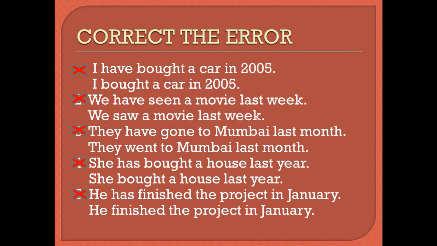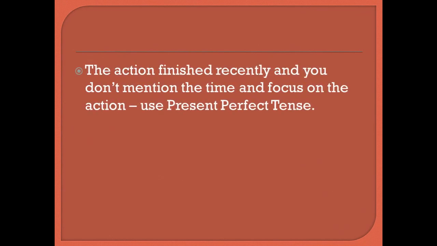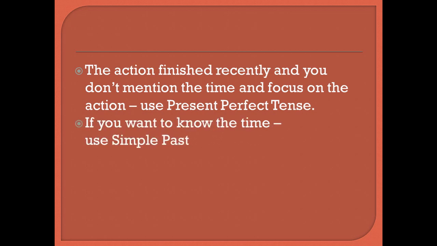So, when do you use present perfect tense? When the action finished recently and you don't mention the time and focus on the action, use present perfect tense. If you want to know the time, use simple past. This means that the time is important. If you want to mention the past time, use simple past tense. And if the time is not important, only the action is important, you must use present perfect tense.